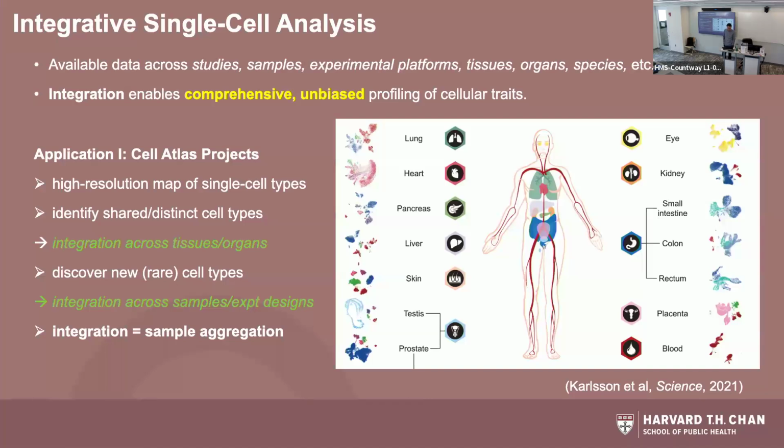Another need for integrating multiple samples is that many cells are so rare, less representative in a single sample. So to enable our power of detection, we really need to have a large number of cells, which only comes from integrating multiple samples. So here, the integration in this context would mean we want to aggregate multiple samples together.